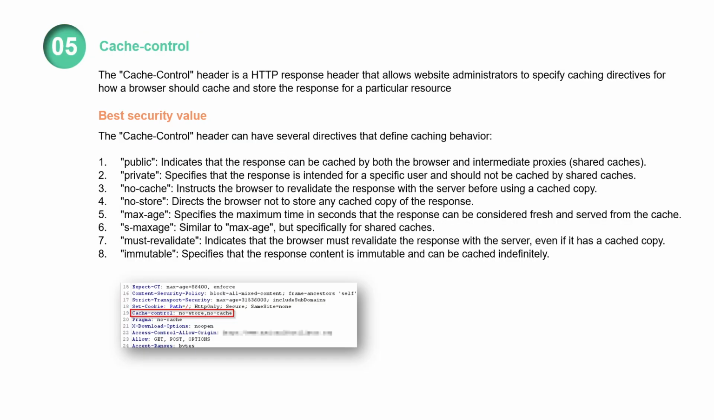Next comes the Cache-Control header. This header is used to define the caching directives about how to store the response for a particular resource, and there are multiple directives. When we talk about the security best practice, mostly we use no-store, no-cache, but it totally depends on your use case what directive and value you want to set for Cache-Control. These are the eight values: public, private, no-cache, no-store, max-age, s-maxage, must-revalidate, and immutable. You can read more about these by going through the details.